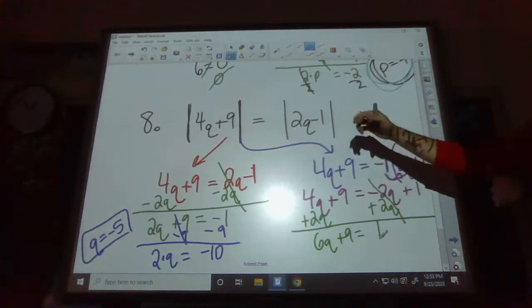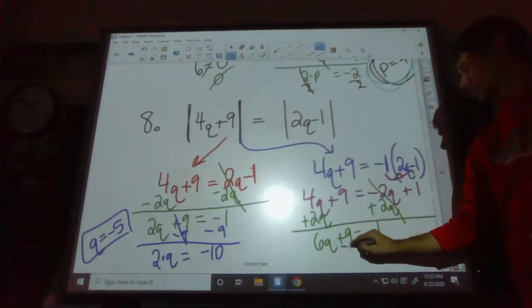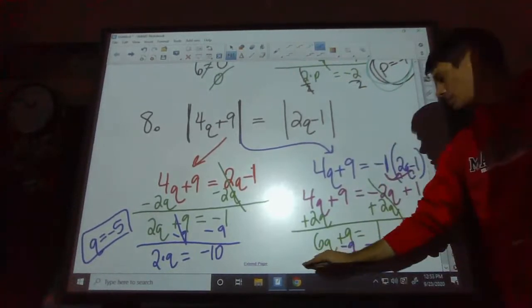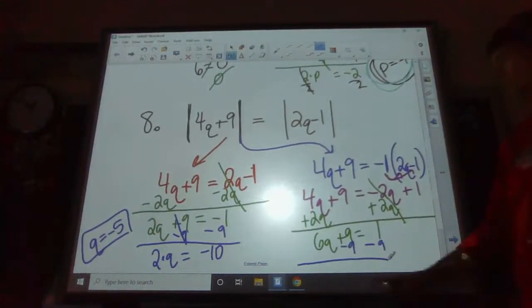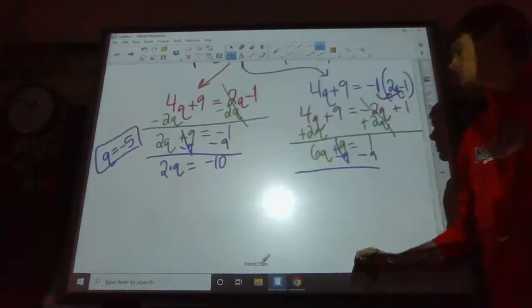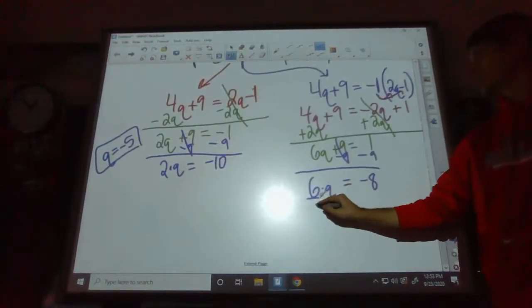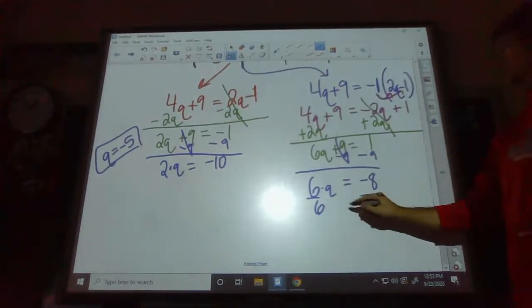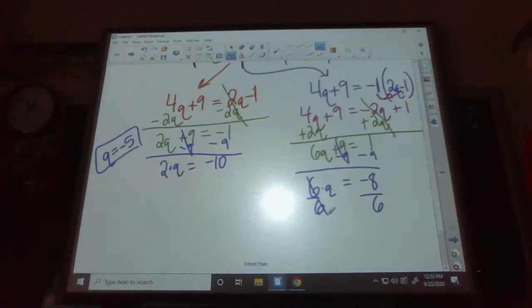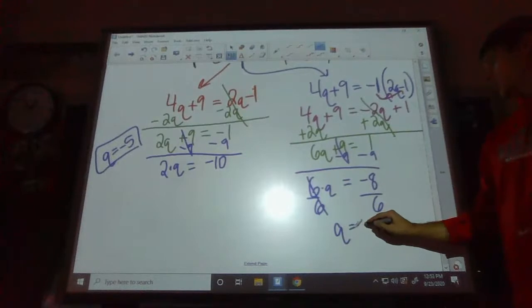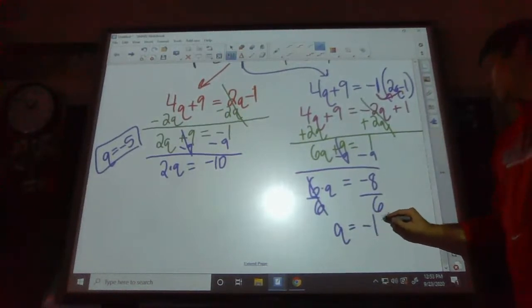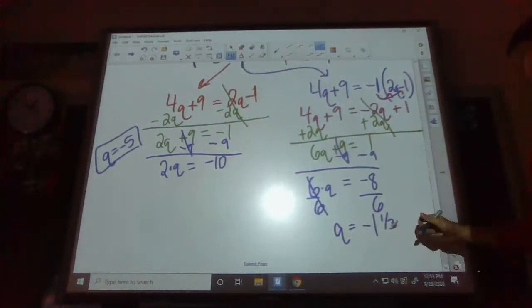And this is going to be a fraction. Wonderful. How do I know it's going to be a fraction? Because I'm doing 1 minus 9 in my head, right? 1 minus 9 is negative 8. And there's no way that negative 8 is going to divide with 6 and go evenly. So we get negative 8 divided by 6, which is negative 1 1/3, or negative 4 over 3, right?